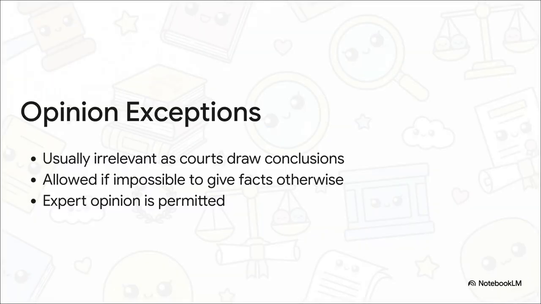Then there's opinion evidence. Like we said earlier, standard witnesses just give raw facts. The conclusions they draw are totally irrelevant because, hey, drawing conclusions is the judge's job. But exceptions exist. Obviously, expert opinions are allowed, but it's also allowed if it's literally impossible to explain the facts without giving an opinion. For example, if a witness says, "The driver looked drunk," that's technically an opinion, but it's the only natural way to state that fact.